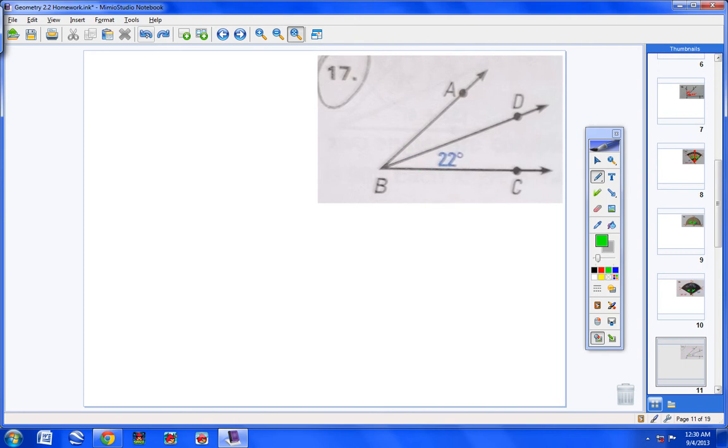Okay, for number 17, 22 degrees is this little angle right here, and we are told in the directions that BD cuts the big angle right in half. So if that does cut the big angle in half, and this little angle is 22 here, then this little angle right here also has to be 22 degrees. So what's the whole angle all the way across? We'll add those two together, and you'll get 44 degrees for the whole big angle. And is that acute, obtuse, right, or straight? That's an acute angle. Okay, moving on to number 18.